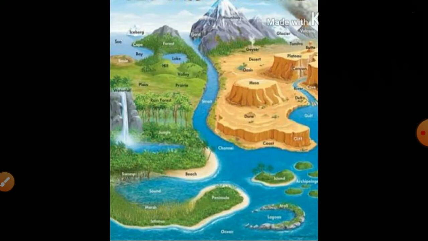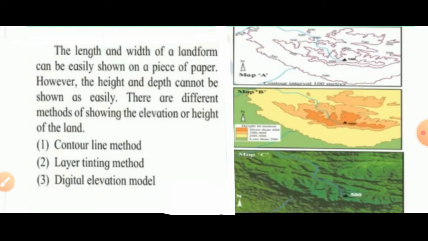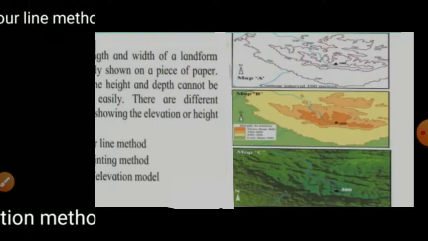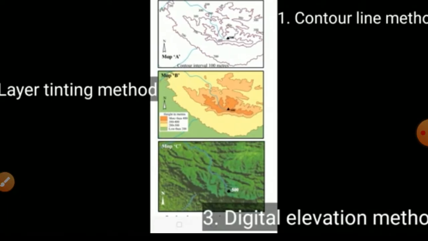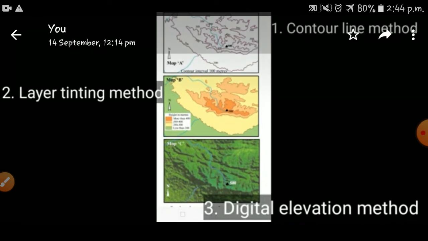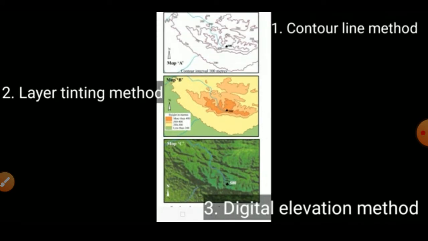They are the contour line method, layer tinting method, and digital elevation model. The three methods.